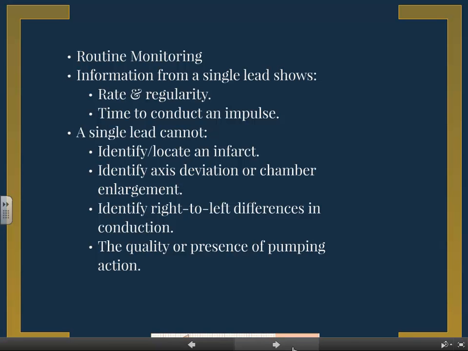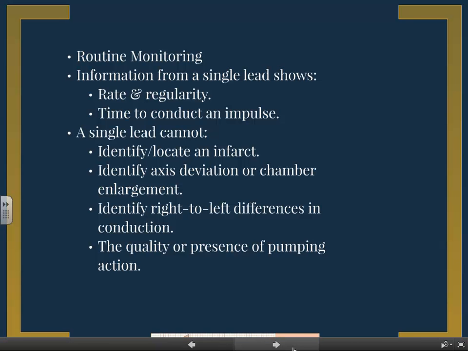Single lead, lead 2, unless it's right there in the inferior section of the heart, is not going to tell me if there is an infarct or injury on the lateral portion of the left ventricle, right? It's going to just show me the picture that it's taking from the area that it's taking it from. It can identify axis deviation. What do you need to have to identify axis deviation? You've got to at least be able to compare two opposing areas of the heart.